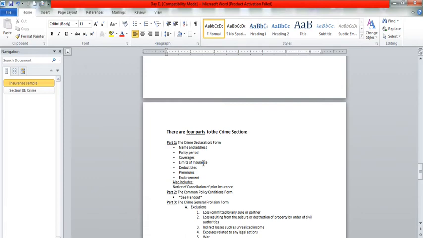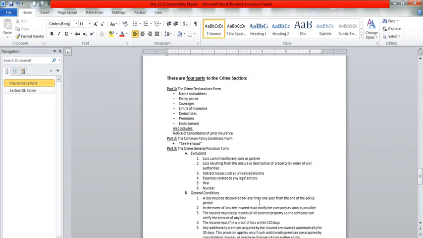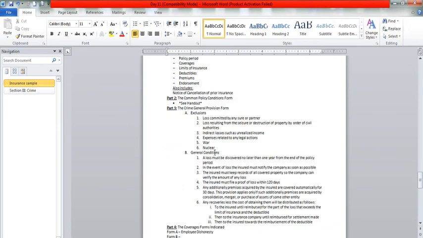Now, in the insurance test, crime is one of the topics they might ask you about during the exam, so the more you know, the better. The crime declaration form is part 1. The common policy conditions form. These are some of the forms you don't need to learn for the test, but obviously these forms might help you, especially when you become a broker. The crime general provisions form, exclusions and general conditions.